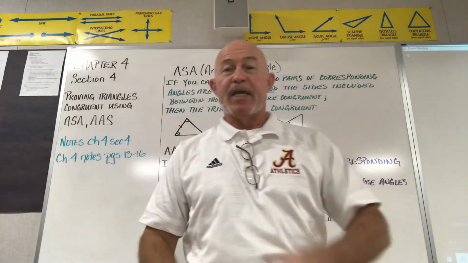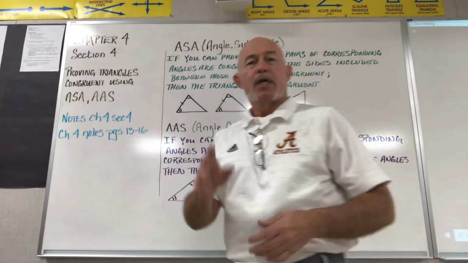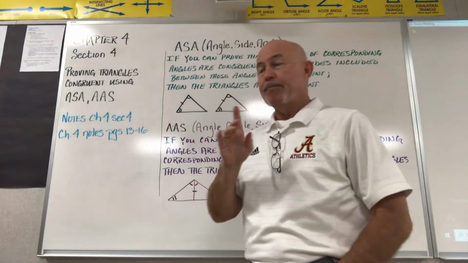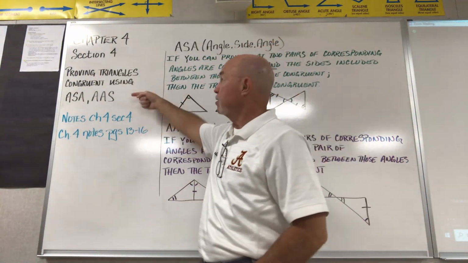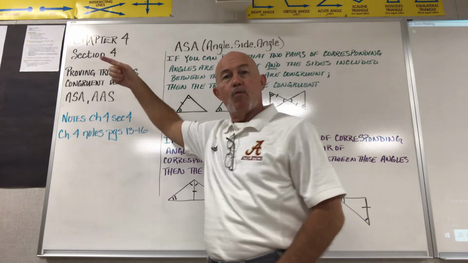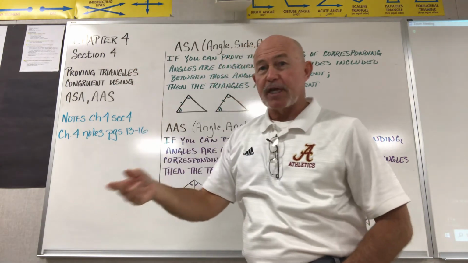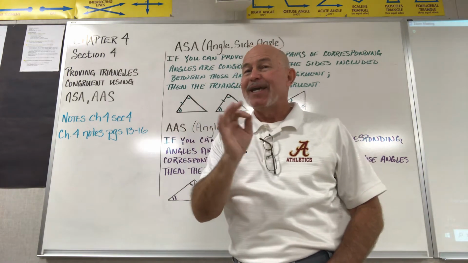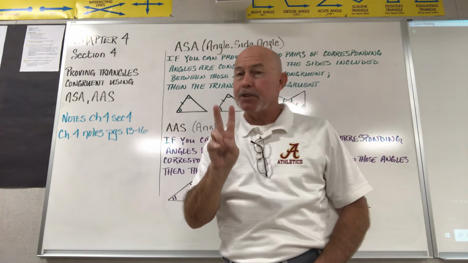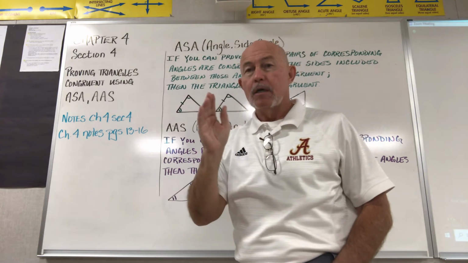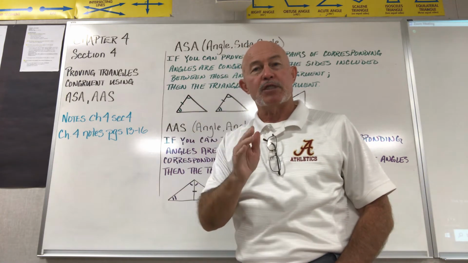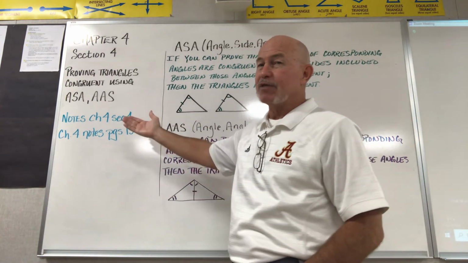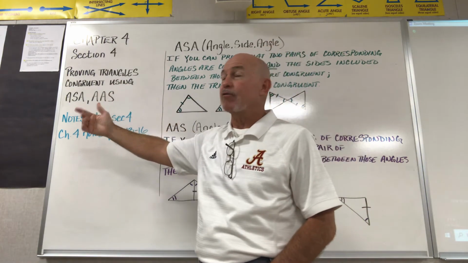Okay, today is a new section. Section 4. We have two new methods. What we did in the previous section, side-side-side and side-angle-side, each required at least two pairs of corresponding congruent sides. Today deals with the same thing, only dealing with angles.